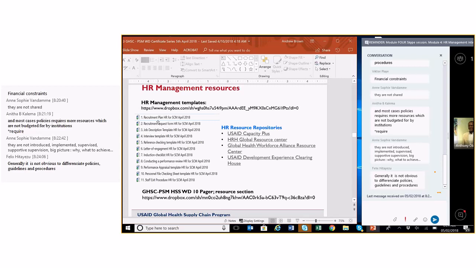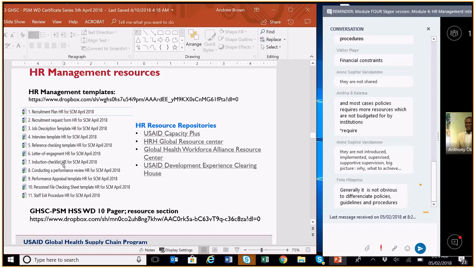So, for example, we have a recruitment plan, we have a job description template, quite a comprehensive one. I've got an interview template for when you're conducting staff recruitment interviews, a reference checking template, letter of engagement, induction checklist, conducting performance reviews, performance appraisals, personnel file checking and organising, and staff exit forms. And I would encourage you to have a look through those because they give you a real understanding of the detail that's necessary in your supporting documentation to run a good human resources system.